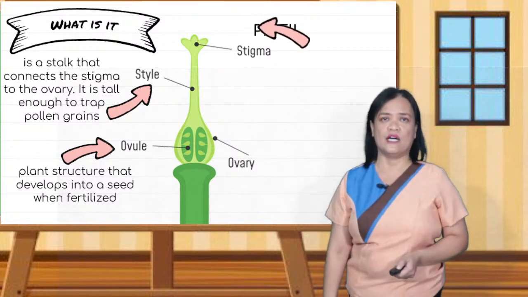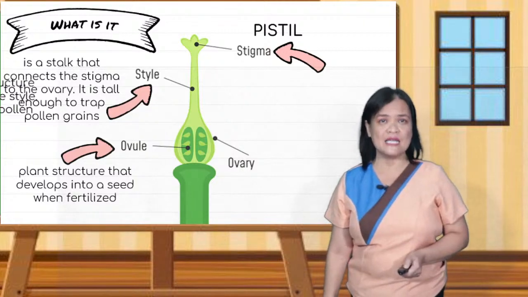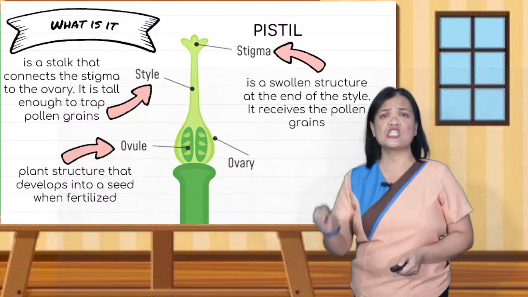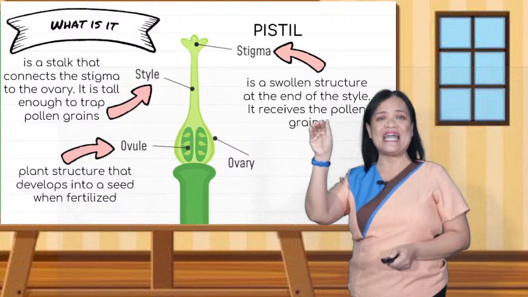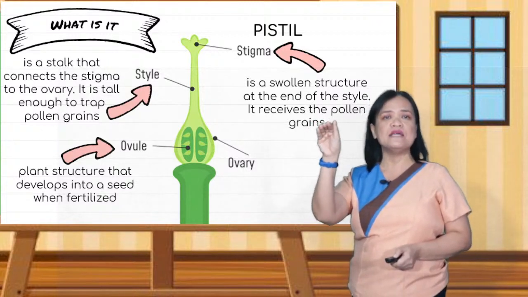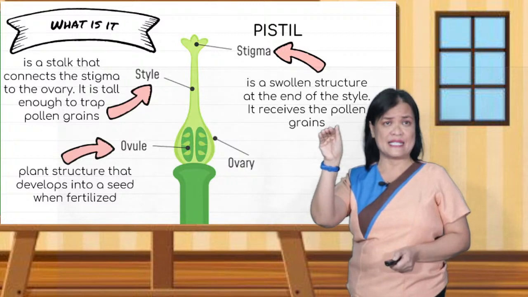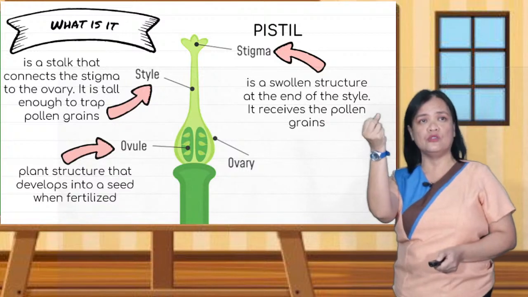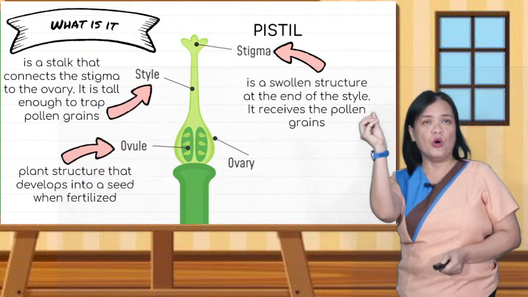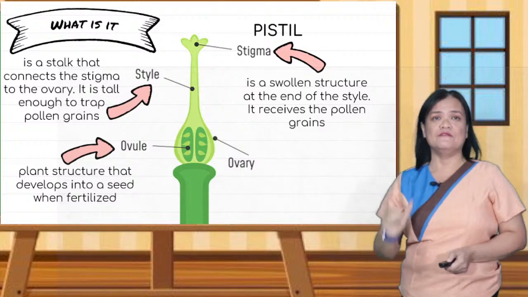The next one, okay, the stigma. It is a swollen structure at the end. Nasa dulo, at the end of the style, it receives the pollen grains. Siya ang nagre-receive ng pollen grains. Swollen, ibig sabihin, yun yung parang maga o umumbok sa part ng flower.